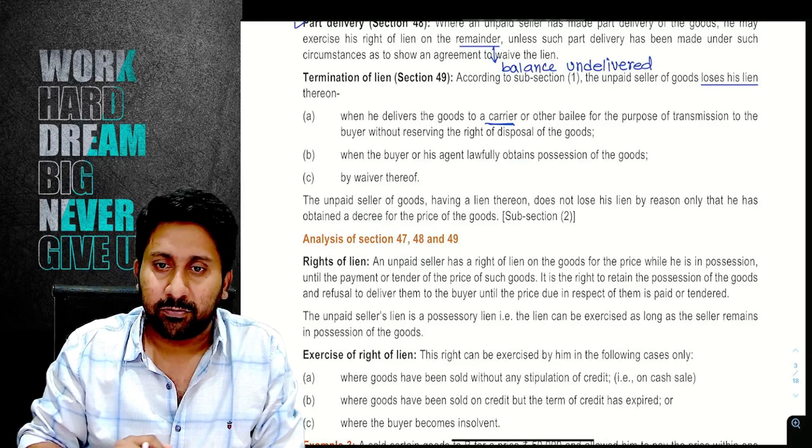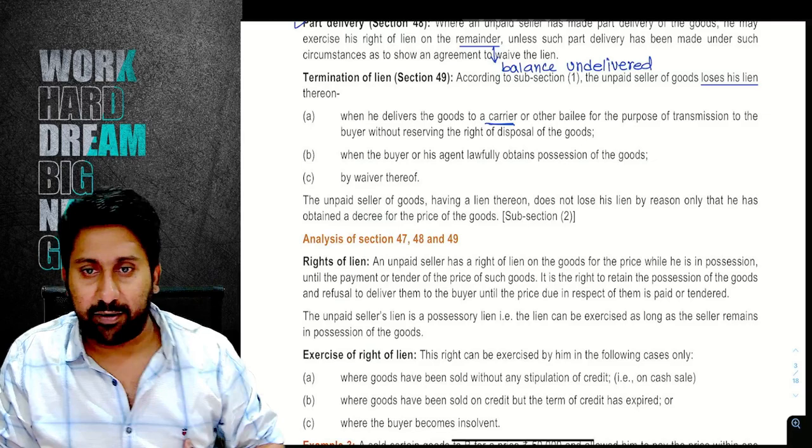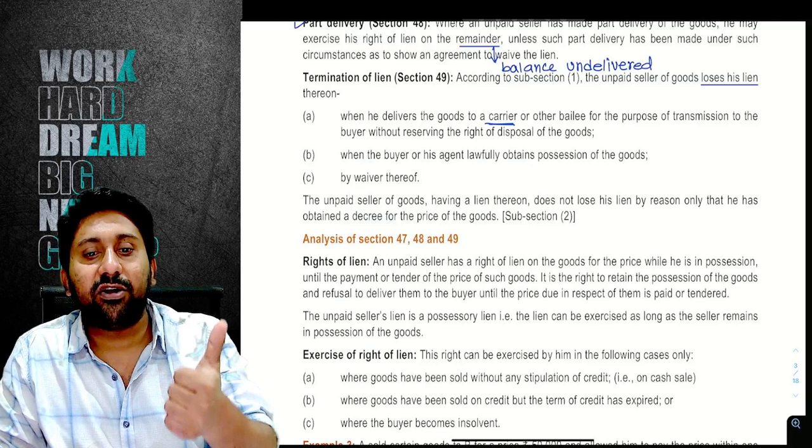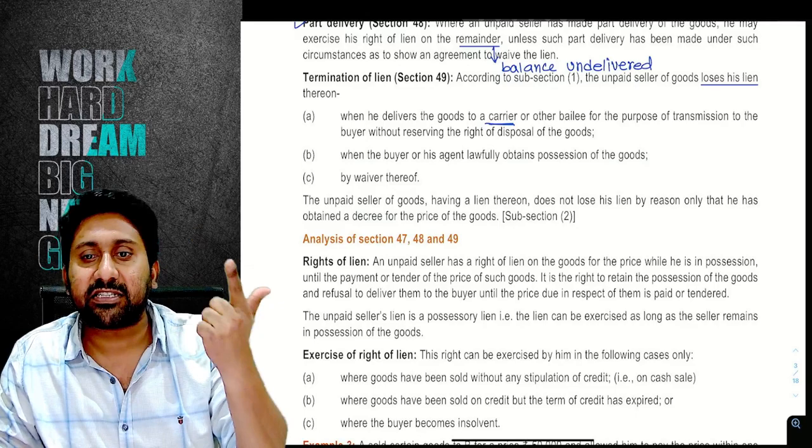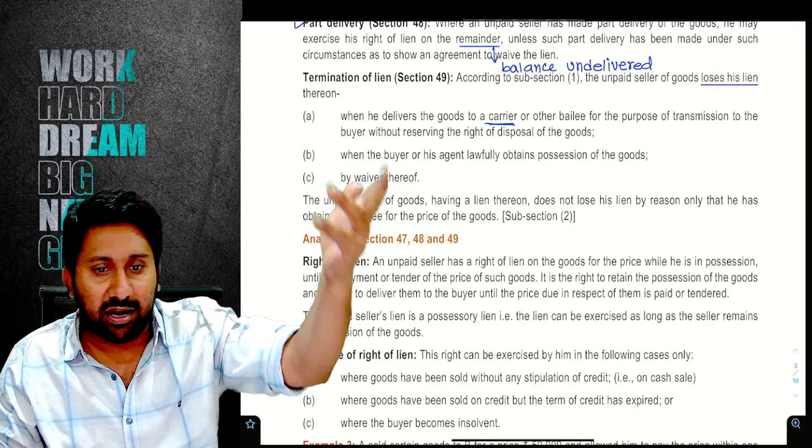Three situations technically. Situation one, I asked him to sign on the bill and make the payment. He signed on the bill, or he made the payment. If it is a cash payment, immediate cash. Or if it is a credit transaction, he signs the promissory note or the bill. He does both, and I delivered to him. You can't exercise lien; it is a termination of lien.